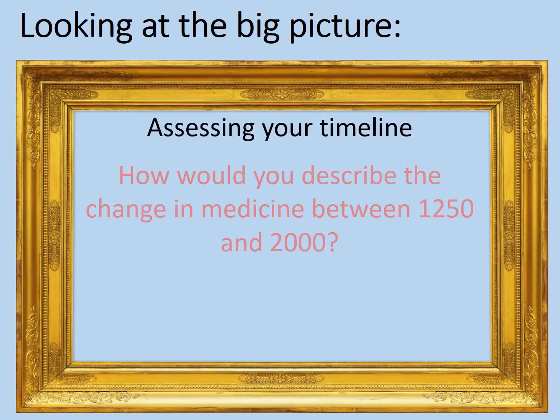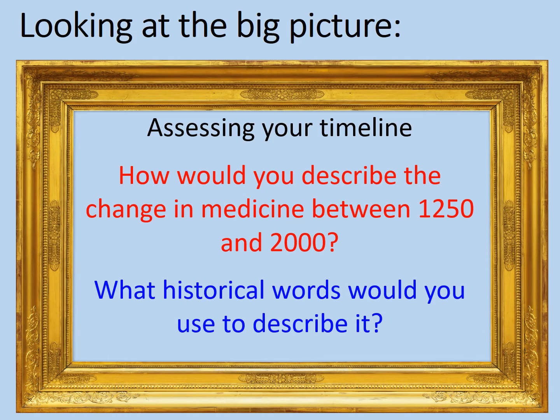We're now going to look at the big picture. Assessing your timeline. How would you describe the change in medicine between 1250 and 2000? What historical words would you use to describe it? You can make some basic introductory notes on that now, or we can proceed straight to the exam style question.